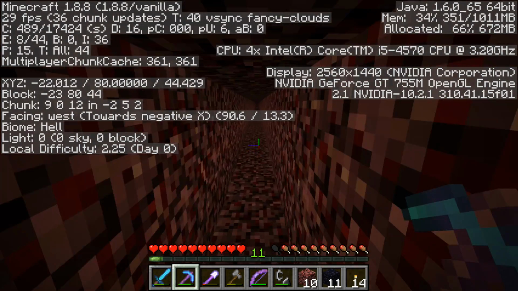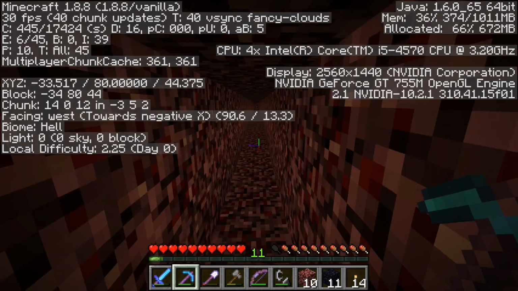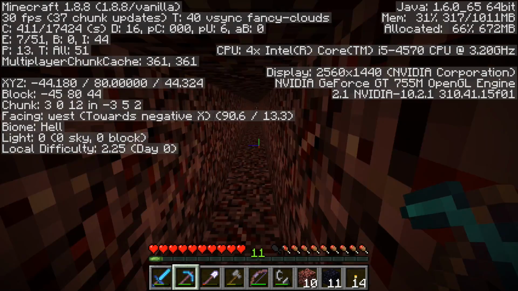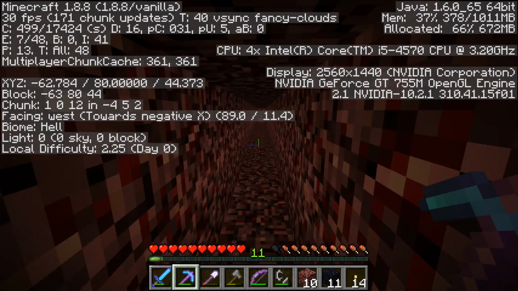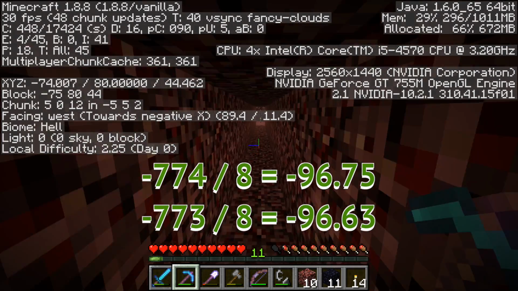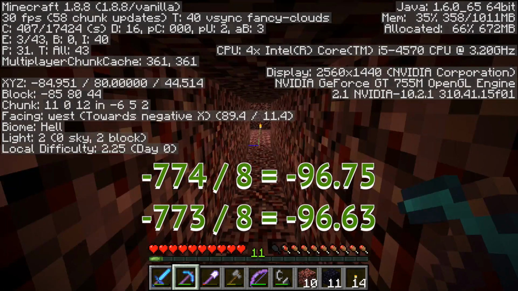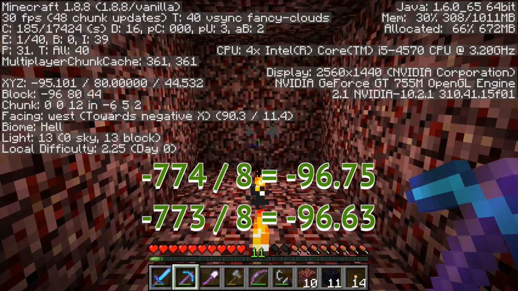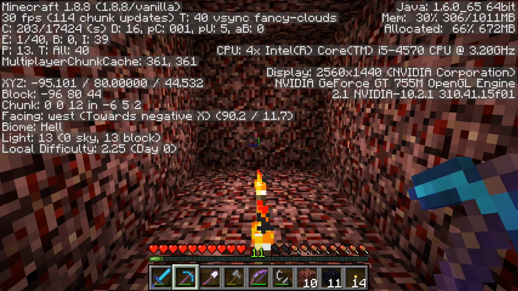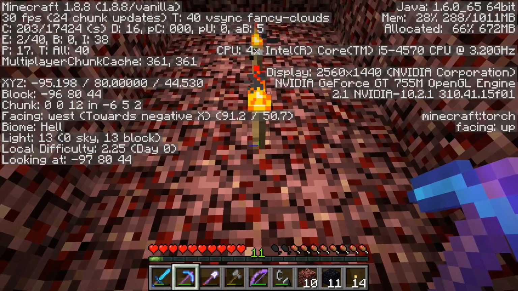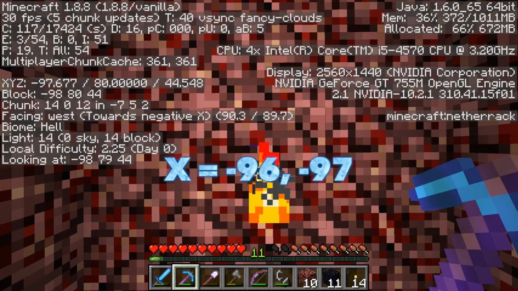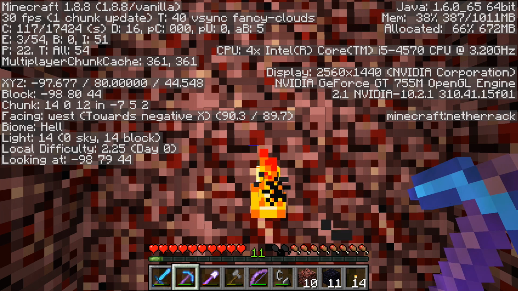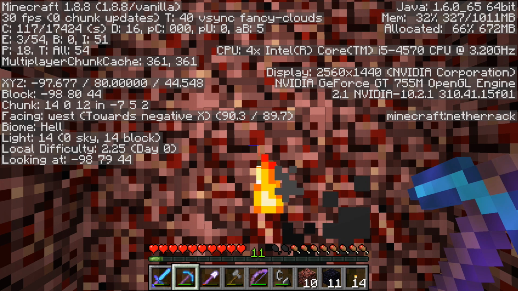portal. So we first wrote down x-coordinates of -774 and -773. And then when we divide each of those numbers by 8, we get -96.75 and -96.63. So both of those are between 96 and 97. So our x-coordinates are going to be -96 and -97.